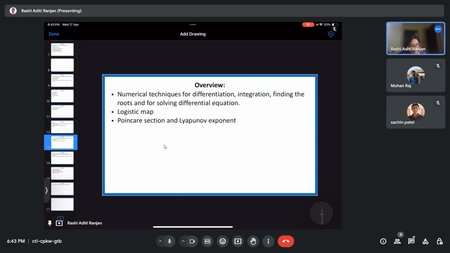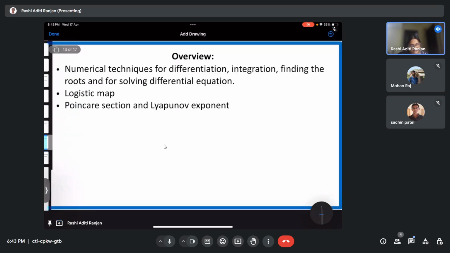And this has already been done. Logistic maps were just considered in order to tell you how a discrete time dynamical system changes. So the logistic map was essentially a prey-predator model, which was used to show how your population growth behaves. Then we talked about Poincare map and Lyapunov exponent.